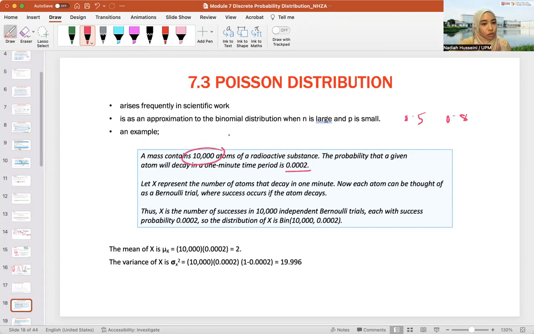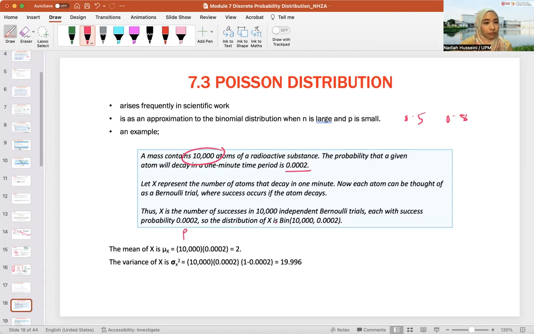It's not 10, it's not 20, it's thousands or hundreds. So this is when you use the Poisson. So let X represent the number of atoms that decay in 1 minute. Now each atom can be thought of as a Bernoulli trial, independent trials, where success occurs if the atom decays. Thus, X is the number of successes in 10,000 independent Bernoulli trials, each with success probability of 0.002.